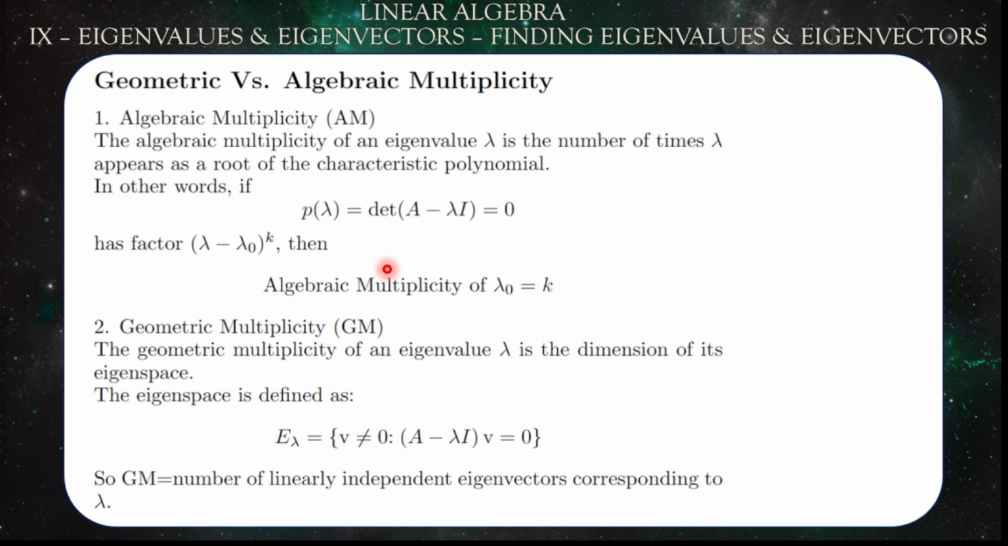Now, when you have a root which is a square root, meaning lambda minus 2 to the power of 2, you have a recurrence of the same root, being repeated because it's multiplied multiple times. In such a case, it is the same root, but squared. So let's say lambda minus 3 to the power of 2. So lambda equals 3 is occurring multiple times, in this case twice. Hence, the algebraic multiplicity of lambda 0 is equal to k, which equals 2.